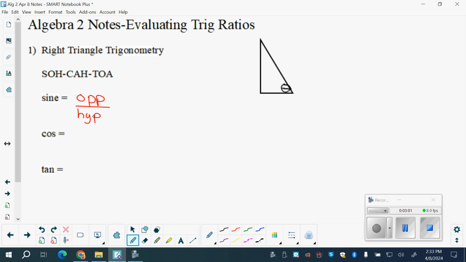So what does the C stand for? Cosine. And the A and the H: adjacent, and then the H would be hypotenuse again. So these trig functions are ratios of two sides. Tangent is the T, which is O and A, so it would be opposite over adjacent.